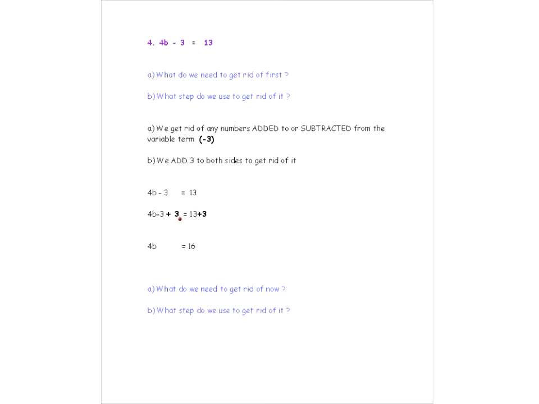So you can see here we have minus 3 plus 3. We're going to add 3 to the other side as well. We're going to end up with 4b on the left. On the right, 13 and 3 gives us 16. Now we have 4b equals 16.